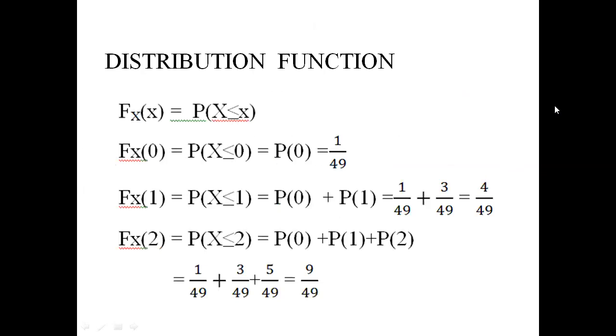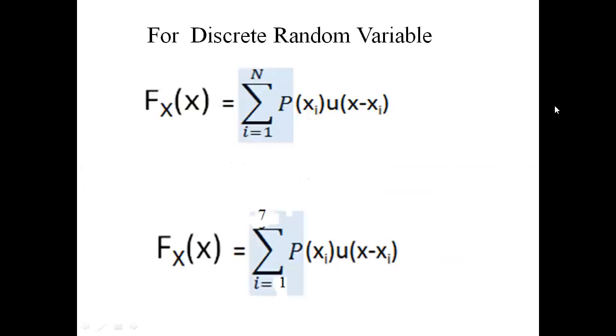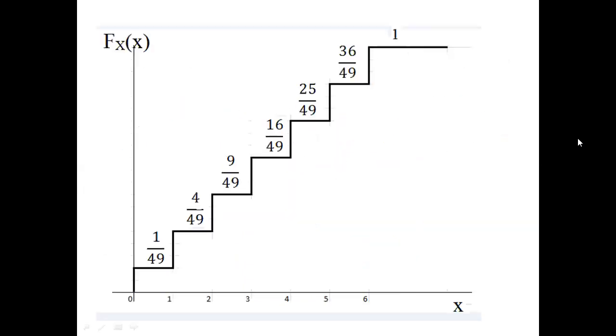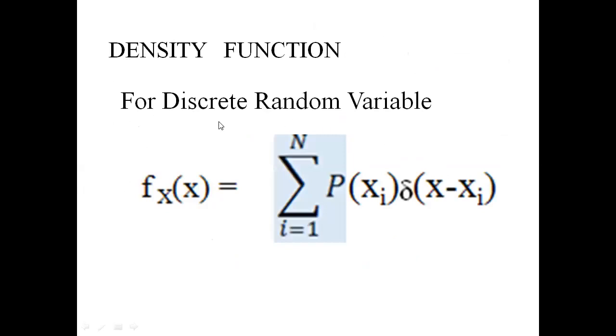That means, first we remember this formula. This is the distribution function formula for discrete random variable. If we remember this formula, then only we can do this problem. Next one is density function. So if we remember this density function formula, then only we can calculate the density function. So in this way, we are doing the problem.